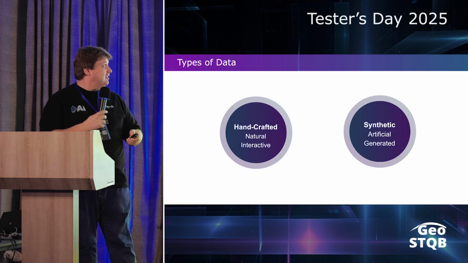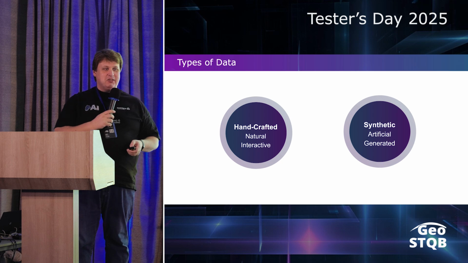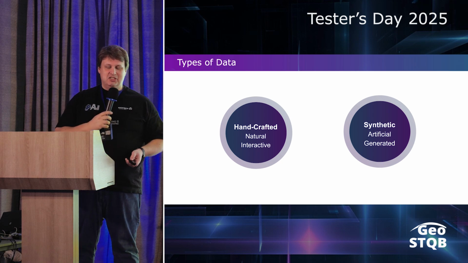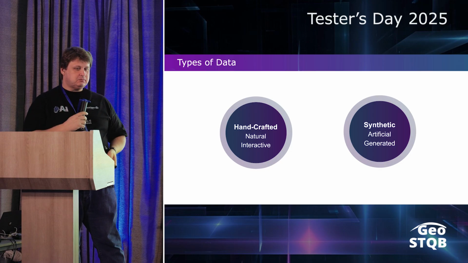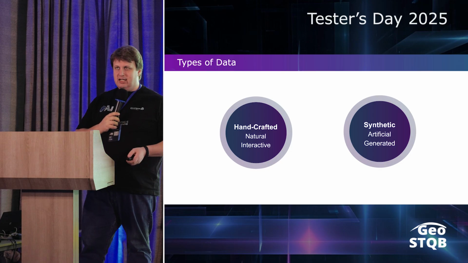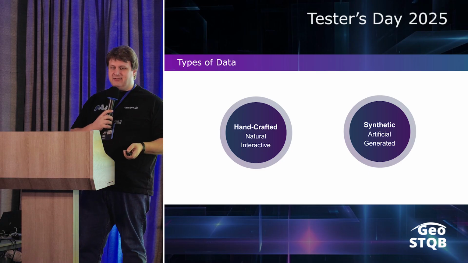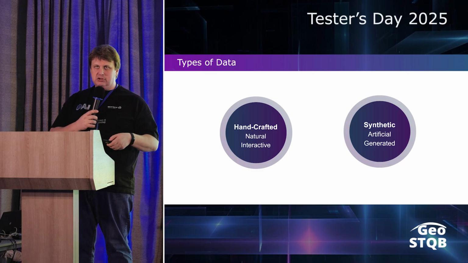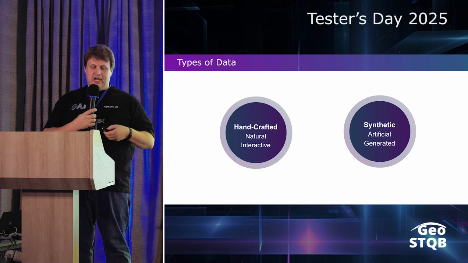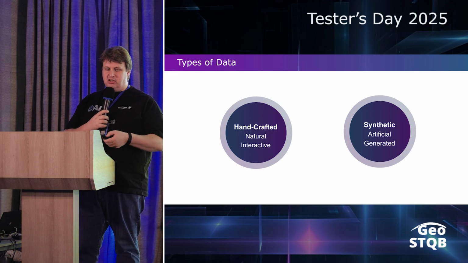Okay. Now, yes. So data created by humans is natural. Data created by software is artificial. To create data, humans need to interact with it. So data handcrafted by natural humans is interactive because humans interact with it. They apply their ideas and they create data. And software generates data.